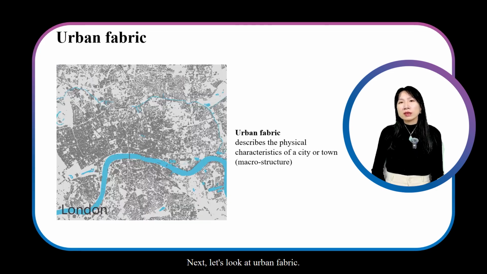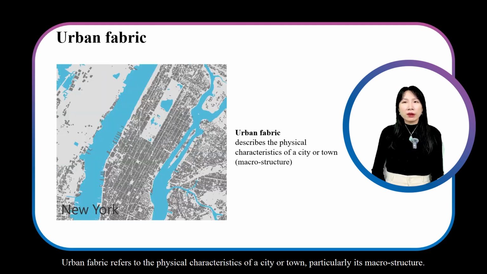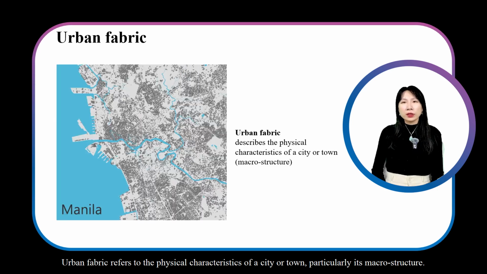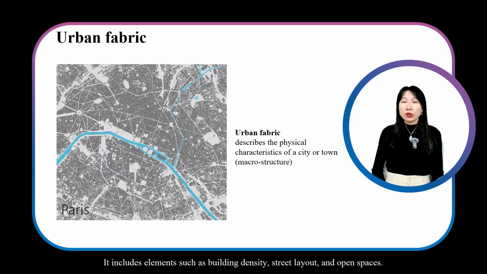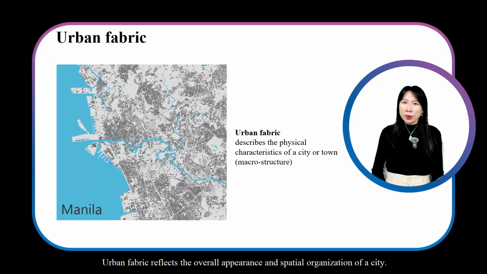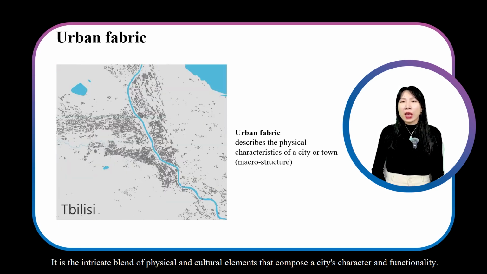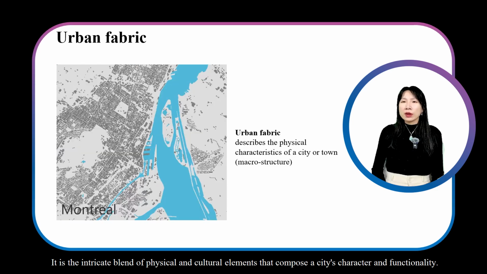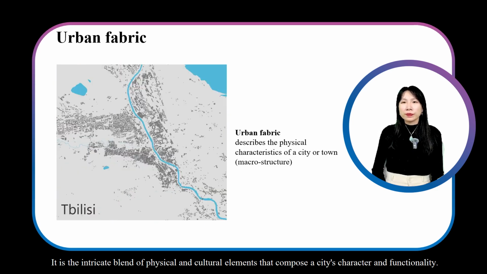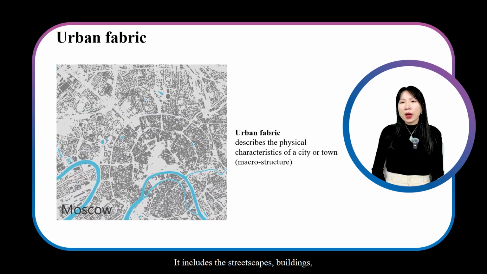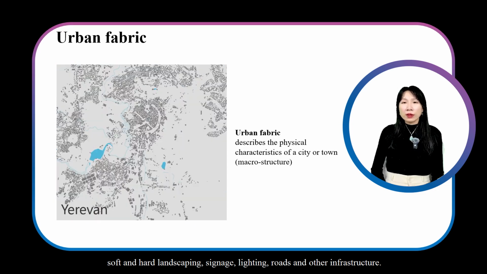Next, let's look at urban fabric. Urban fabric refers to the physical characteristics of a city or town, particularly its macro structure. It includes elements such as building density, street layout, and open spaces. Urban fabric reflects the overall appearance and spatial organization of a city. It is the intrinsic blend of physical and cultural elements that compose a city's character and functionality. It includes the streetscape, buildings, soft and hardscaping, signage, lighting, roads, and other infrastructure.